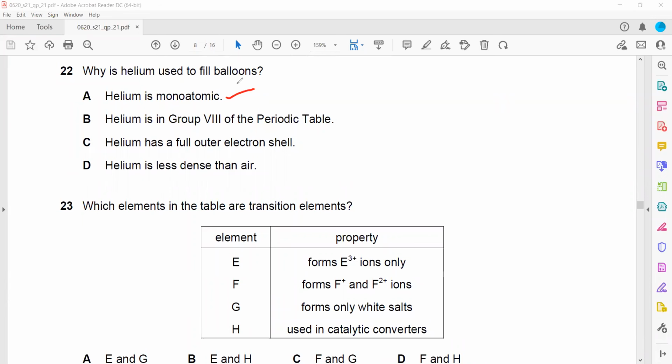Helium is monatomic, that is true, but that is not the reason why normal balloons are filled with helium. Helium is in group 8 of the periodic table. Helium has a full outer shell of electrons, that's also true. Helium is less dense than air, that's why when we have helium balloons, they float and rise up. If the question was why helium is used in weather balloons, in that case we should mention that because it has a complete shell, so C should be the right answer. But for normal balloons, it's not about the reactivity, it's just because it has a low density, so it can easily rise.